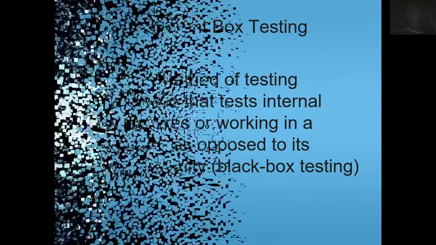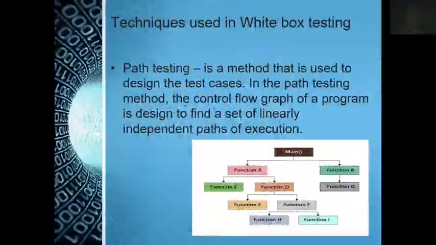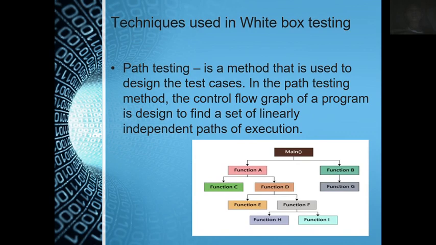So, next is the techniques used in white box testing. First is path testing. It is a method that is used to design the test cases. In the path testing method, the control flow of a program is designed to find a set of linearly independent paths of execution.